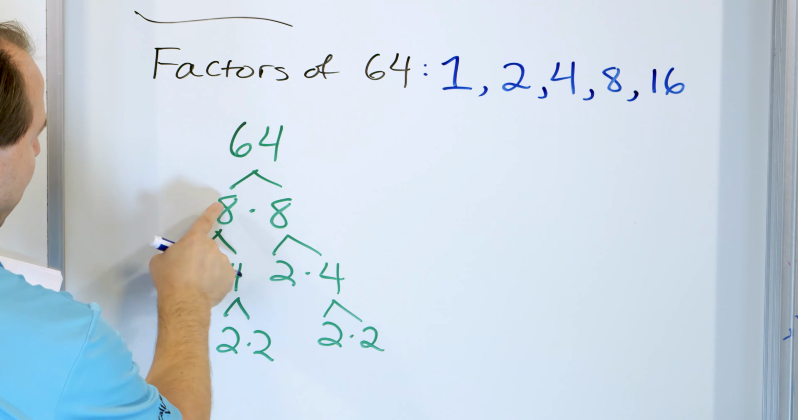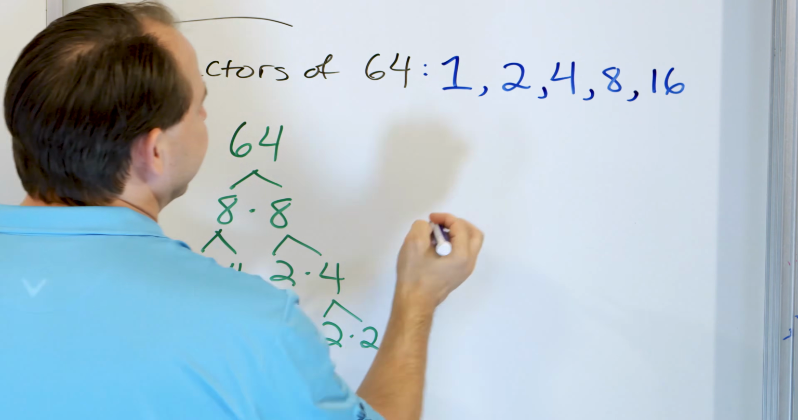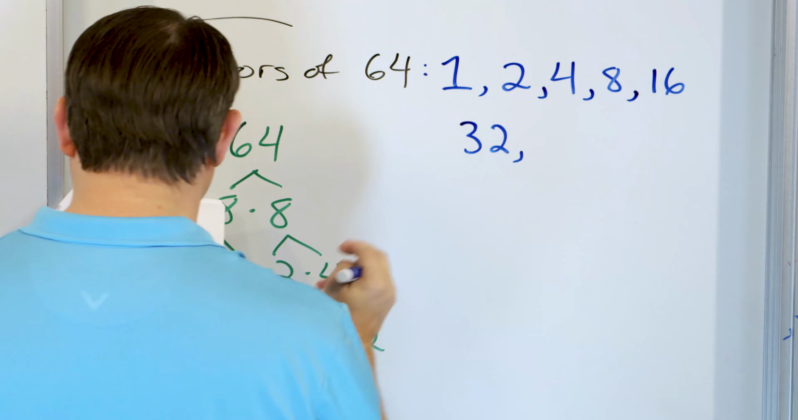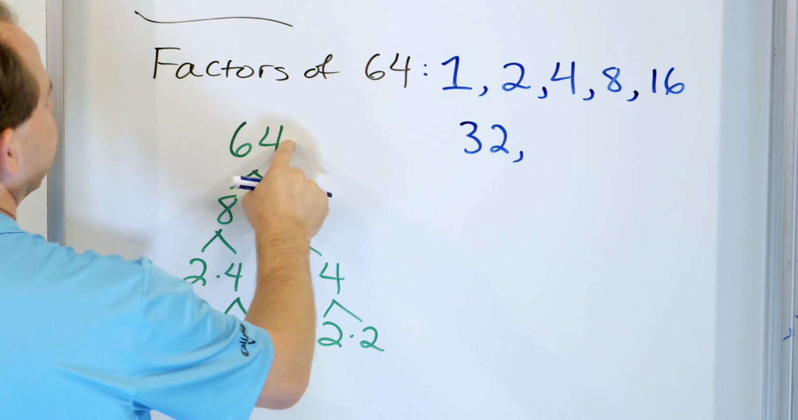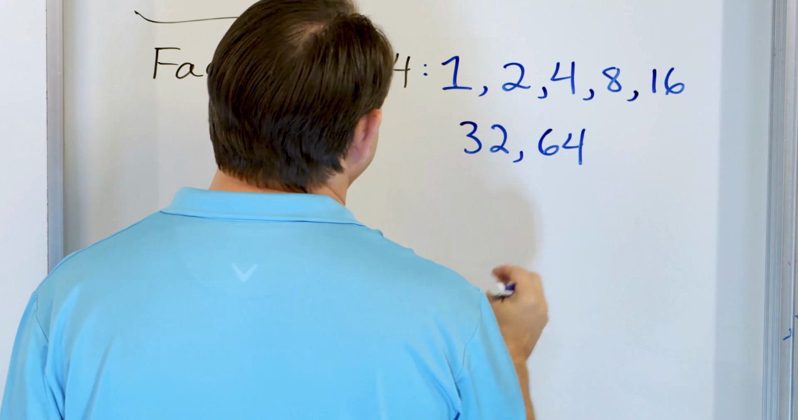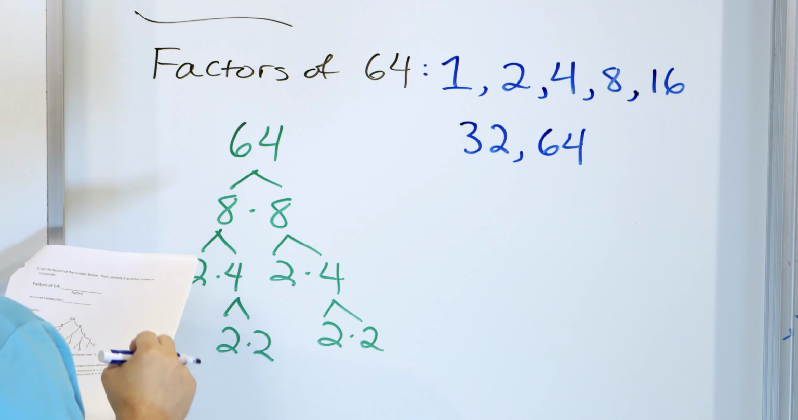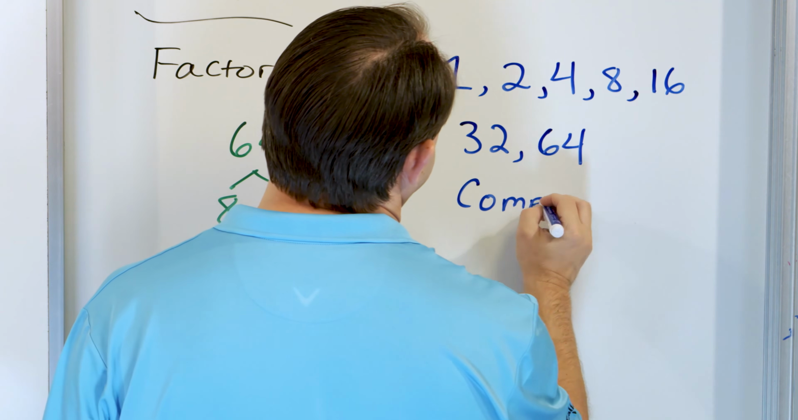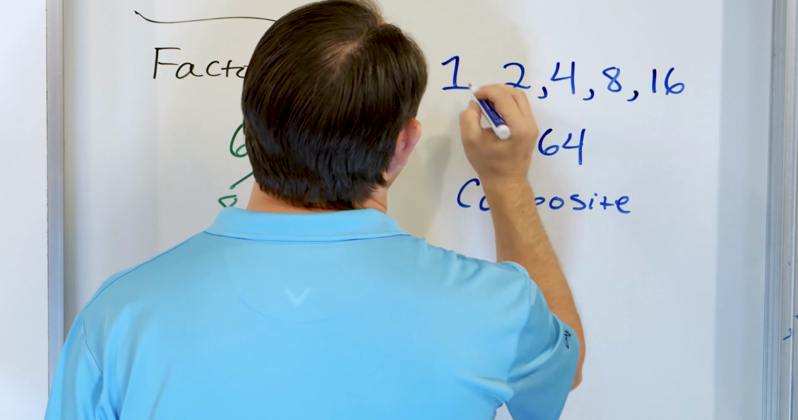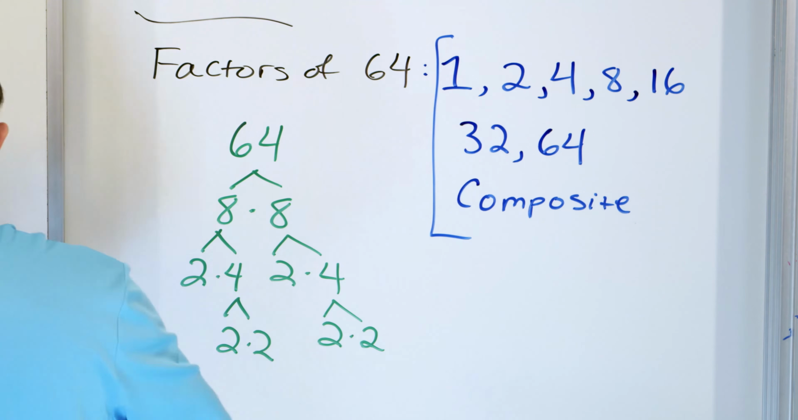What about 8 times 4? And this is another branch. 8 times 4 is 32. So I need to write that one down. And then there's really nothing else I can multiply across. So the only other thing is the number itself, which is 64. So I have 1, 2, 4, 8, 16, 32, 64. And of course, it's composite. All right, those are the factors.